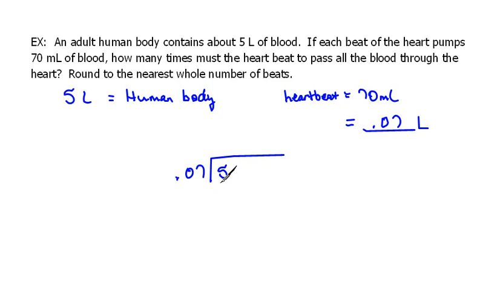Now this requires that you remember how to divide decimals. We can only divide by a whole number, so we need to move our decimal over 2 places and line it up. And now we're taking 7 into 500. So let's see, that'll go into there 7 times. Eventually we're going to get 71.4, which would round to 71 heartbeats.